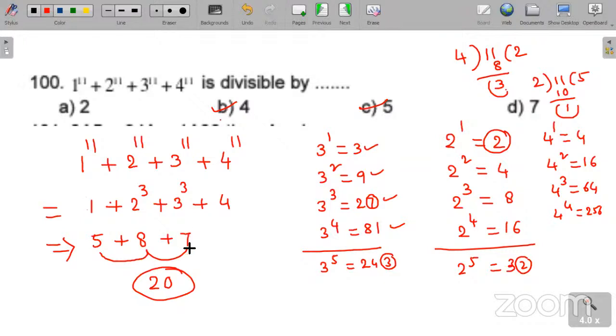So 8 plus 7 is 15, 15 plus 5 is 20, and 4 plus 1 is 5. 3 cube ends with 7, and 2 cube is 8. So the total is 20. Divisible by 4 or 5, both options are correct.